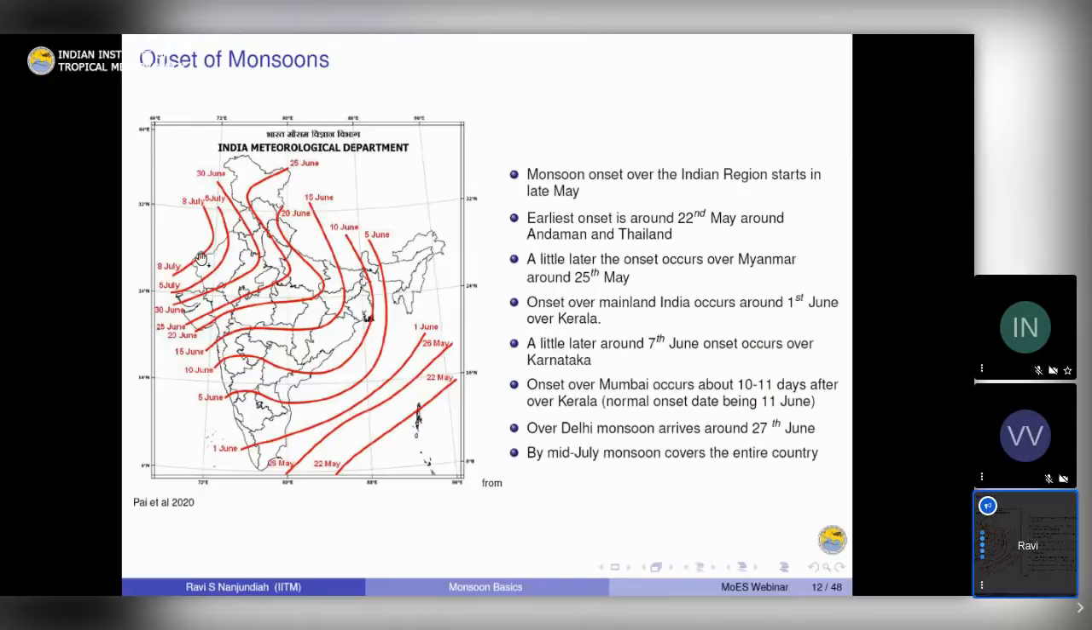And the entire country, in a very climatological sense, it's not that every year this is going to happen. In some years, it may happen earlier. Some years, it may happen later. And there could also be jumps. It's not like there is going to be a smooth onset. It can change from year to year. But what we are looking at is the mean picture. And that it starts around 22nd May and covers the entire country by about 8th of July, or, let's say, in the middle of July, the entire country is covered. And if you are looking at Delhi, the monsoon arrives around 27th of June.